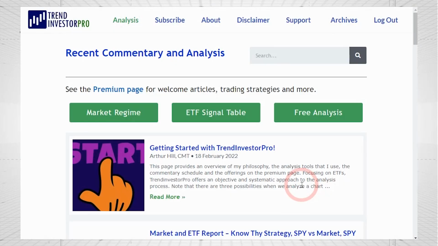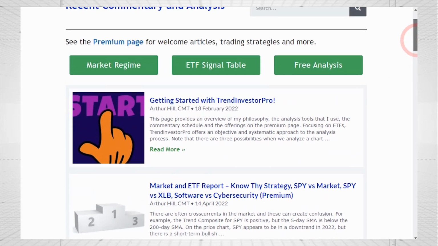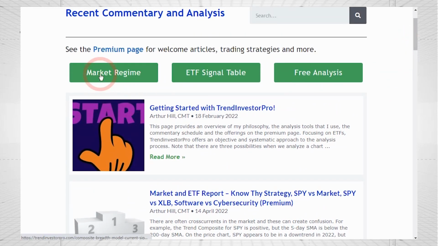So this is the main analysis page here at TrendInvestorPro.com. And I've got all the main articles here. I posted one on Thursday today covering some of the stuff in today's video. But here we have the market regime page, which tells us whether we're in a bull market or a bear market, based on the composite breadth model that's been tested back to 2003. And we've got the ETF trend signal and ranking table that I want to go to next.